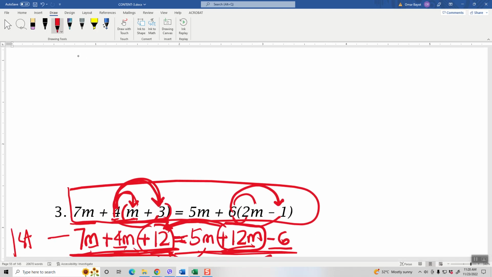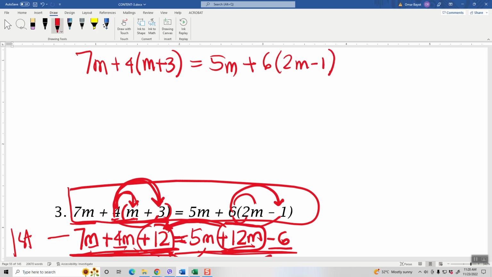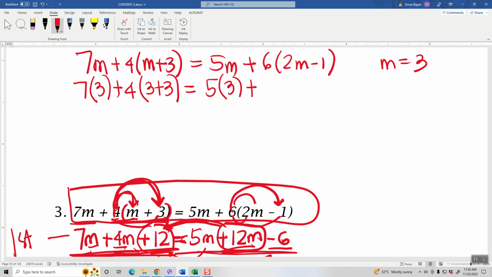Okay, so the original equation, class, is 7m plus 4 times m plus 3 equals 5m plus 6 times the quantity of 2m minus 1. So ano yung determined value natin na solve natin? That m is 3. So let's try to substitute it here. 7 times 3 yung m. 4 times what is m? 3 plus 3. Here on the right, 5 times 3 plus 6 times the quantity of 2 times 3 minus 1.